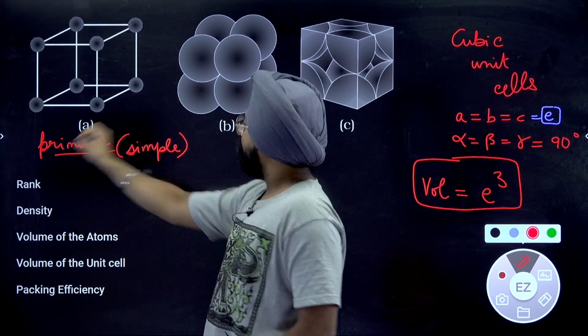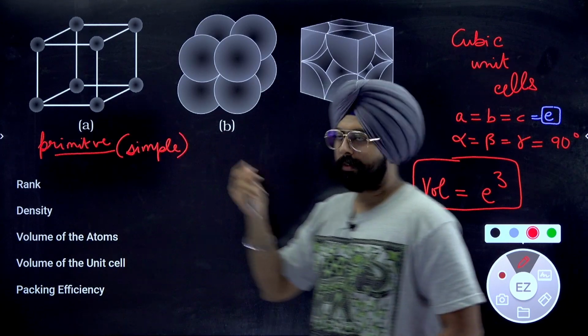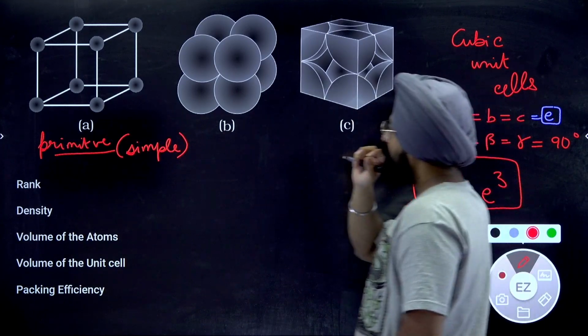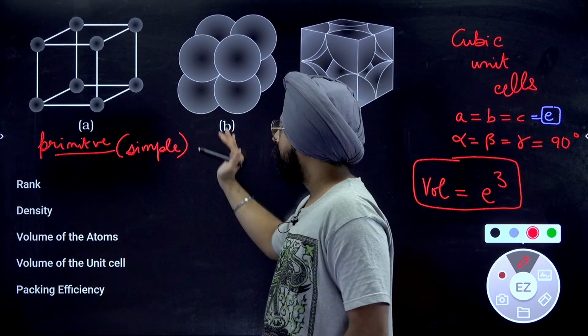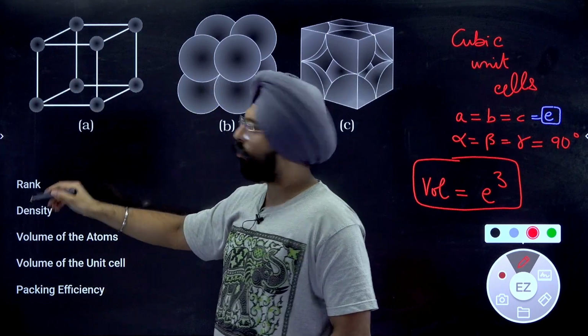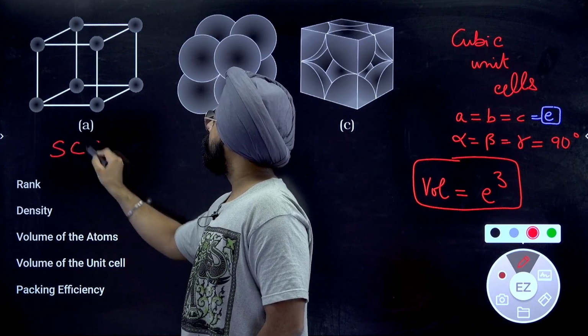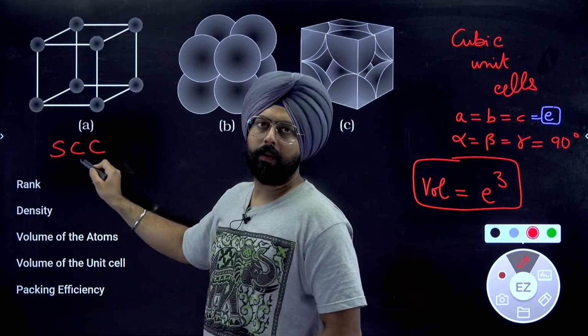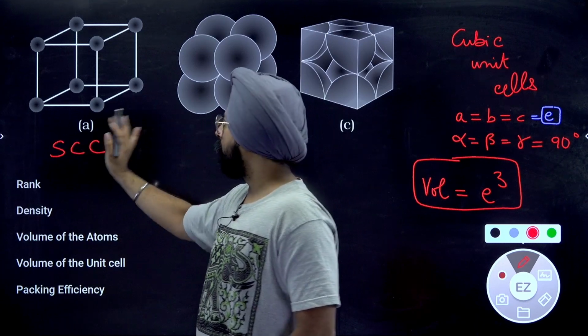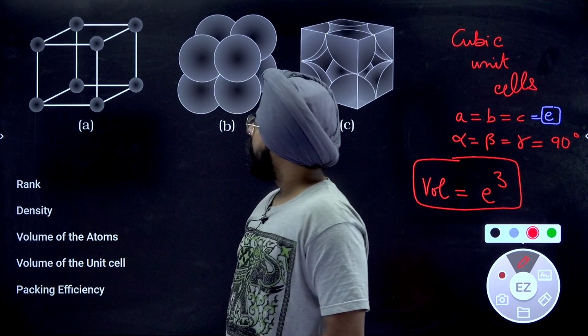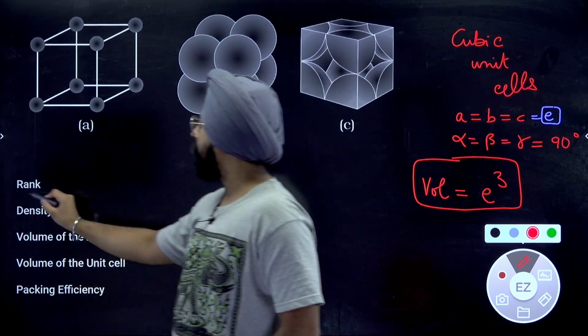We are simplifying the word primitive by calling it simple. So this is the simple cubic cell. You can call it the primitive cubic cell, or you can call it the simple cubic cell, SCC. Fine. Now in simple cubic, what is the rank?